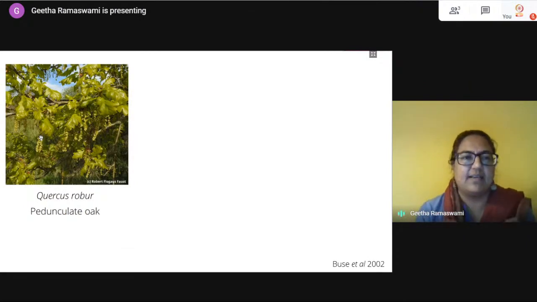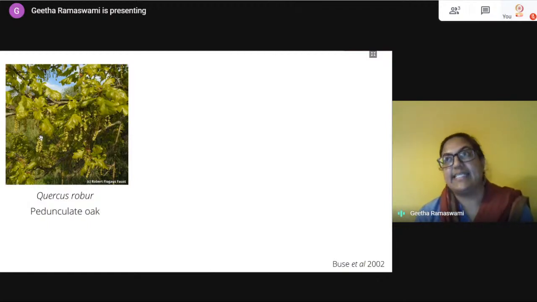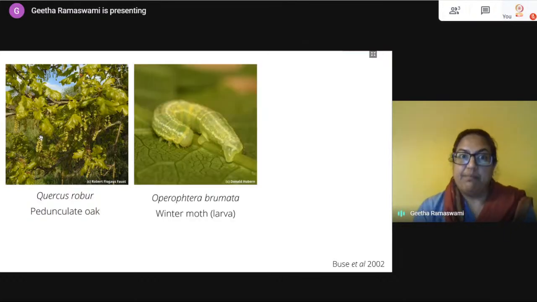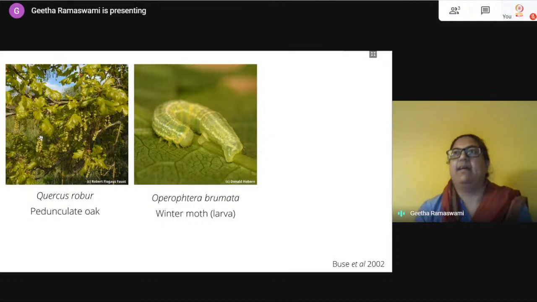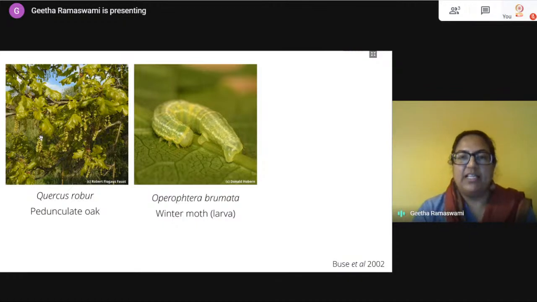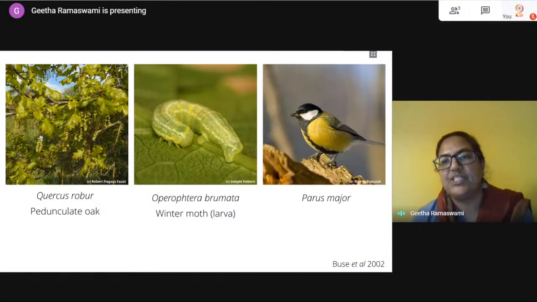In the temperate region, there is a broad-leafed tree called the pedunculate oak. And like many species of temperate trees, the pedunculate oak also puts out vegetative buds, which is the buds of the leaves, when the spring season sets in. Now, as soon as these buds are put out, there are these little winter moth larvae, the caterpillar of the winter moth, which hatch out at the same time and consume these newly emerged buds of the pedunculate oak. Eating these winter moth larvae are birds, passerine birds such as Parus major, which also nest around the same time that the winter moth larvae emerge.